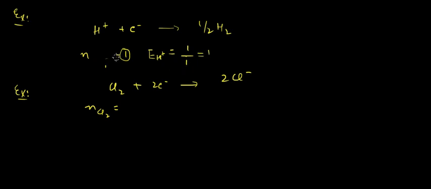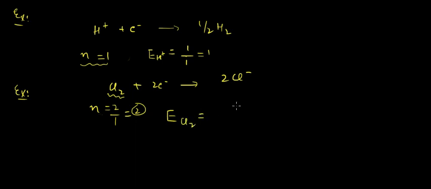The n factor you can directly write as 1, because the number of moles of electrons accepted by 1 mole of H plus is only 1, hence the n factor is directly 1. Similarly here you can directly write that the n factor for this is 2. Why? Because the number of moles of electrons accepted by 1 mole of Cl2 is 2, so 2 upon 1 is 2. The equivalent weight of Cl2 would be the molar mass of Cl2, which is 71, divided by the n factor of Cl2, which is 2, hence the equivalent weight would be 35.5.